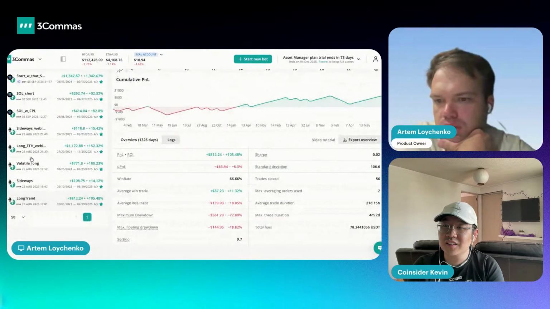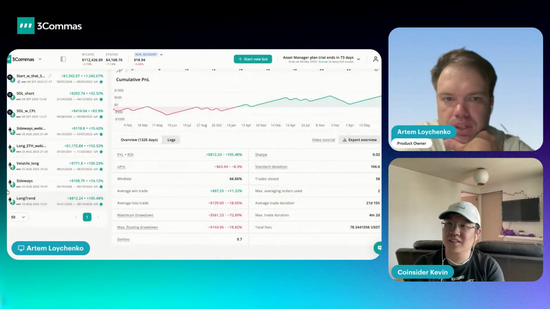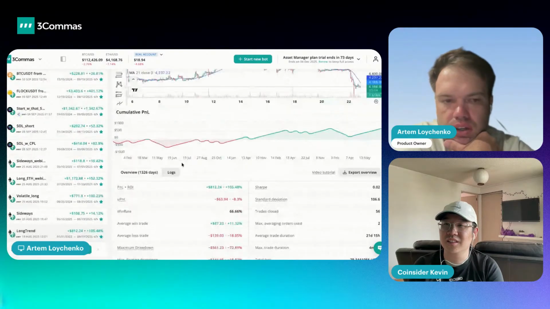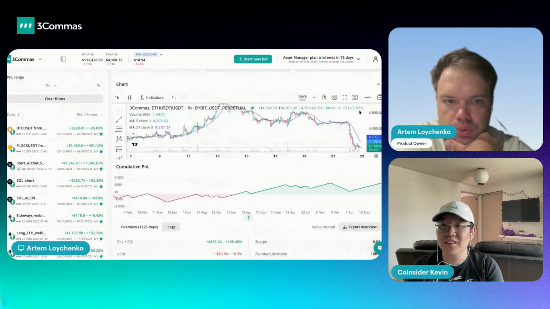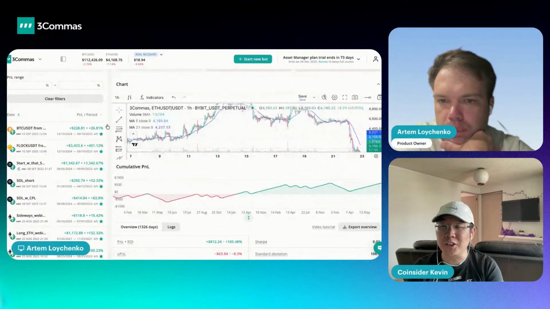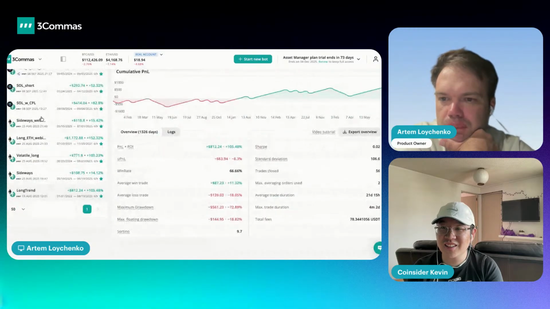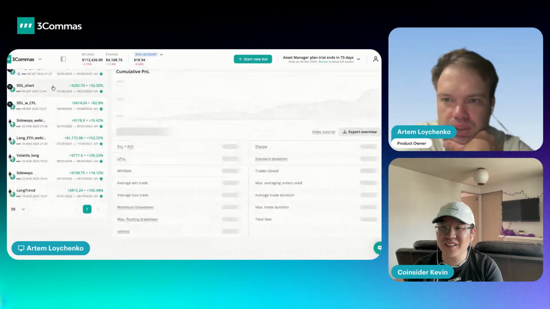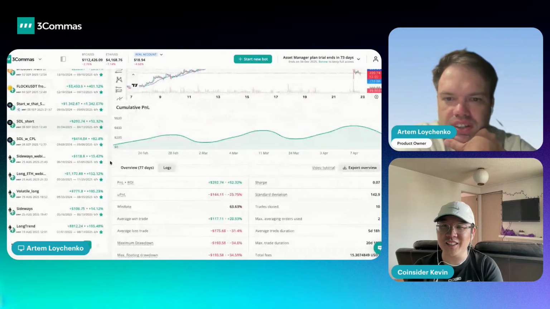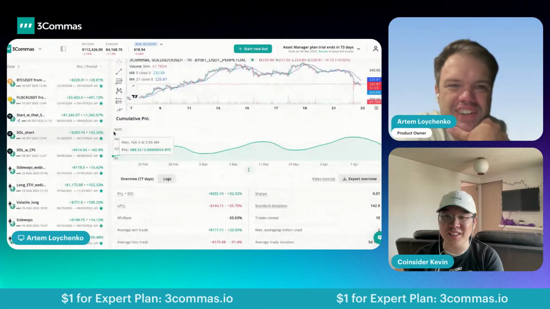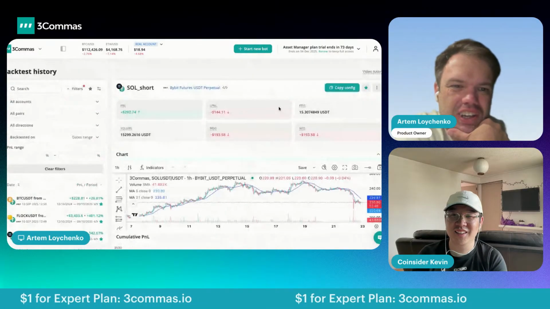Let's see how another strategy would do. I don't think we need to check sideways because the market for the last months actually was moving a lot. What about the short one? Yeah, I will come to it. You want to start with a short? Let's do it with a short. I don't even know what that is, but it seems interesting.